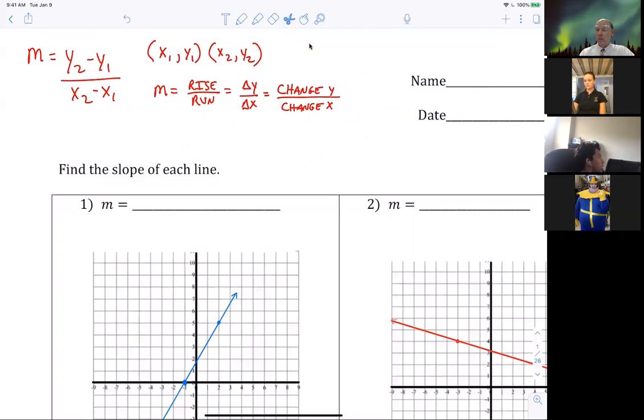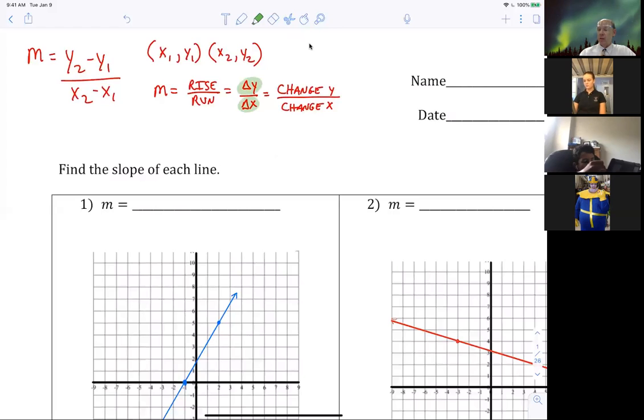I always used to tell kids if I were making up math, I would have put change in x over change in y. The reason why is because we plot x first and then y. So why not slope just be x over y? But that is not the way it is. It is the change in y over the change in x.